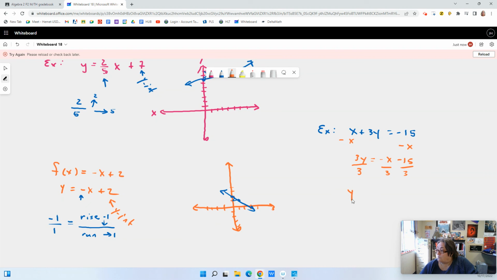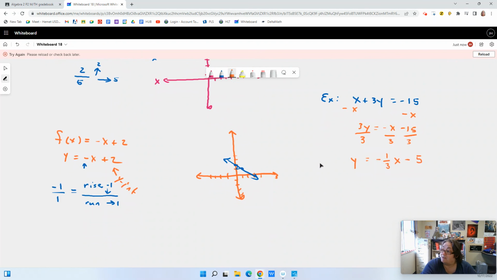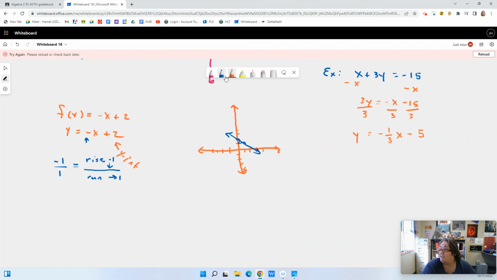And I would be left with y equals -1/3 x minus 15 divided by 3 is just 5. And then I am in that slope-intercept form. The nice thing about slope-intercept form, for those of you who hate fractions, a fraction in the slope is no big deal because all it's telling you, the top part tells you how far to go up or down, and the bottom part tells you how far to go left or right. So you don't have to figure out the fraction, right?